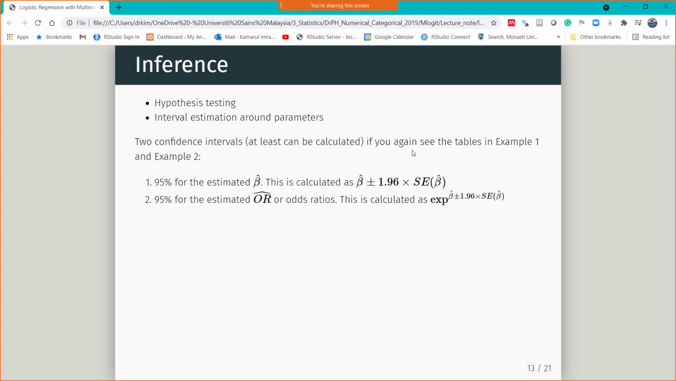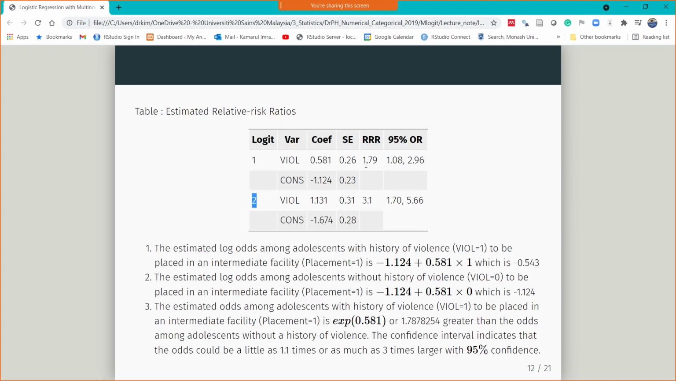It means that over a long run of similar investigations or similar studies, the true value will fall in 95% of 100 experiments. Okay. So you can calculate the 95% confidence interval for the log odds, and you can also calculate the 95% confidence interval for the odds ratio.